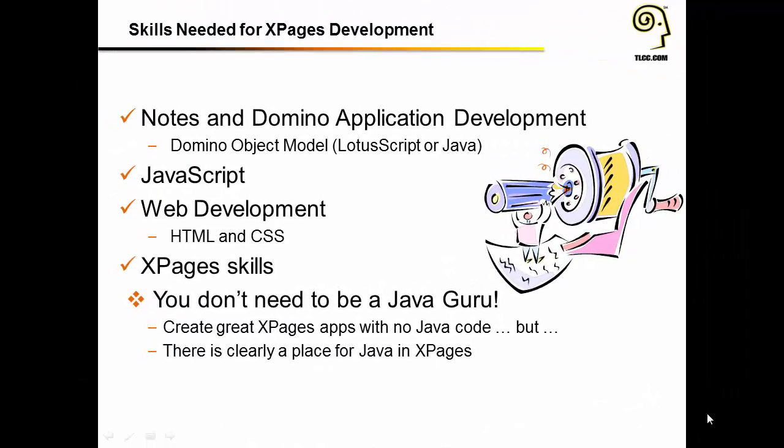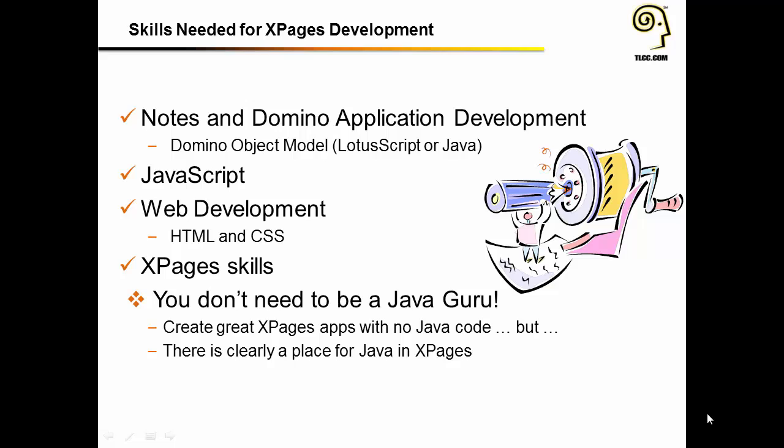This slide provides a high-level overview of the skills needed for XPages development. So your existing Notes and Domino application development skills are very useful. XPages are built on Domino, so it's the same data architecture, it's the same security model, and there are even some familiar programming tools in XPages development. So there are simple actions and @functions and the Domino class libraries that have all been ported over for use in XPages development. If you don't know JavaScript, you're going to want to learn that.